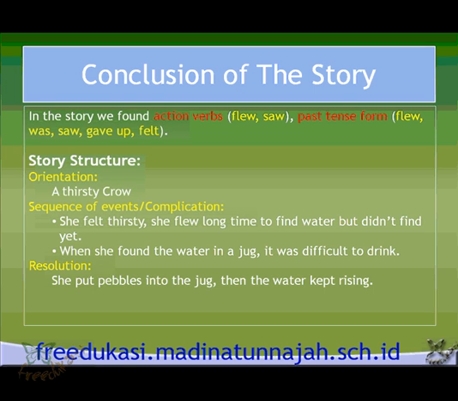Story structure. The first is orientation. In this orientation, there is a participant, and the participant is only the crow. And the next is sequence of events or complication. Then the crow felt thirsty. Then she flew a long time to find water, but didn't find any yet. And when she found the water in the jug, it was difficult, and there are the problems.